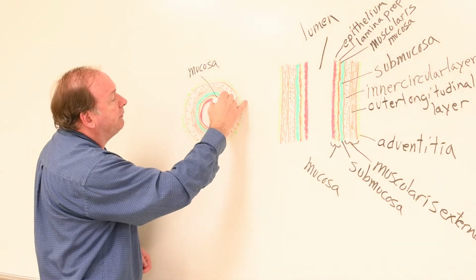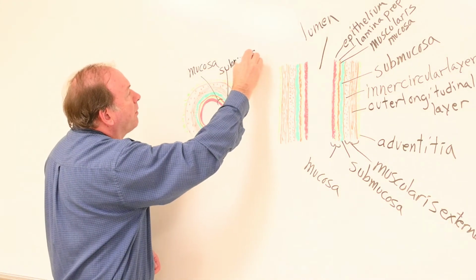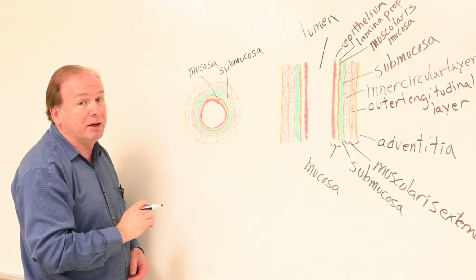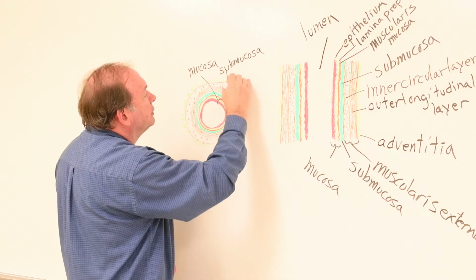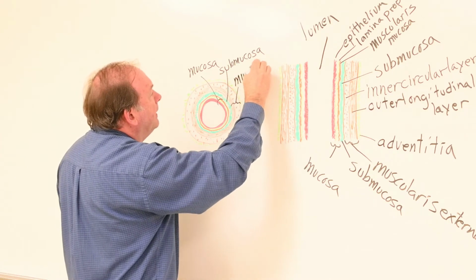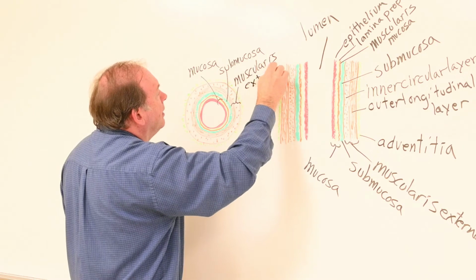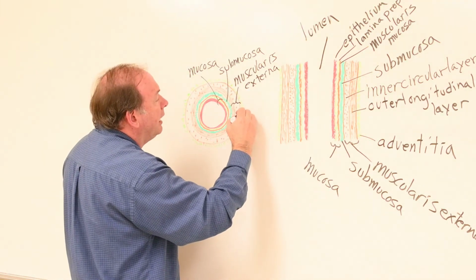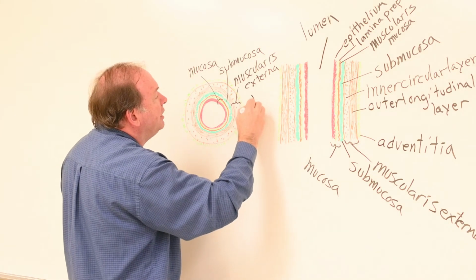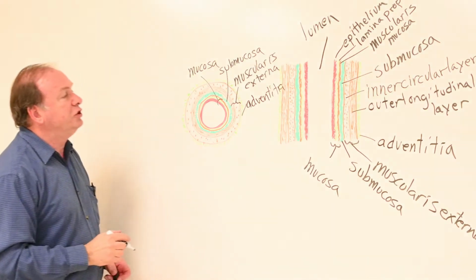The next layer out from that is submucosa. It's that dense, irregular connective tissue. The next layer out from that is muscularis externa. It consists of the inner circular layer and outer longitudinal layer, and then on the very outside we have adventitia.